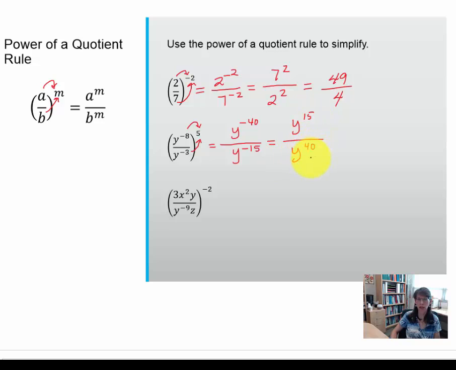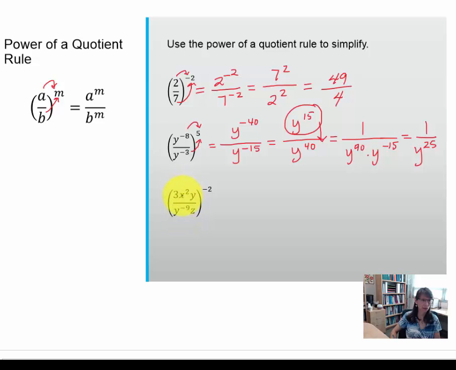You really don't need to do that step, but now I would say compare the numbers 15 and 40. Remember, whichever one is the smaller one is the one that needs to shift to get to the final answer. 15 is smaller, so y to the 15th is shifting down, leaving y to the 40th times y to the minus 15 in the denominator. So that would be 1 over y to the 25th power.